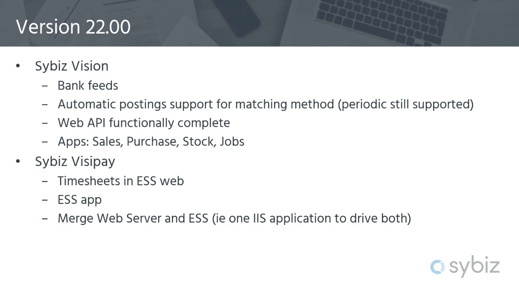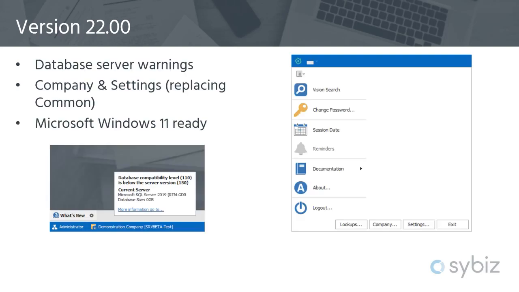And just a little sidebar issue for those that are using the web server and ESS separately in the back end. We've now combined that so that if you are using the app as well as the website from an ESS perspective for Visipay, there is now just a single back end server function there, so it makes maintenance and upkeep a lot easier because you're only worrying about one set of services in the background there. So again, probably won't mean much to many people, but it is an improvement that makes life easier.